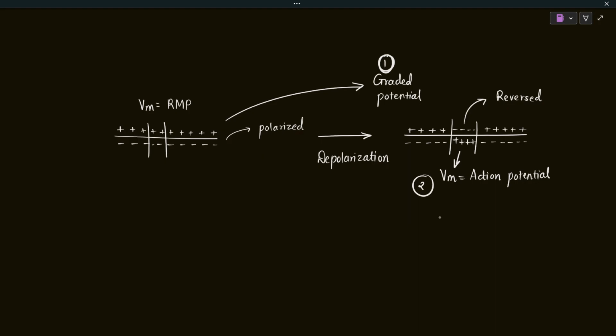Today we will be learning about how the action potential which is generated in this segment is propagated over long distances. There are two primary modes of propagation.